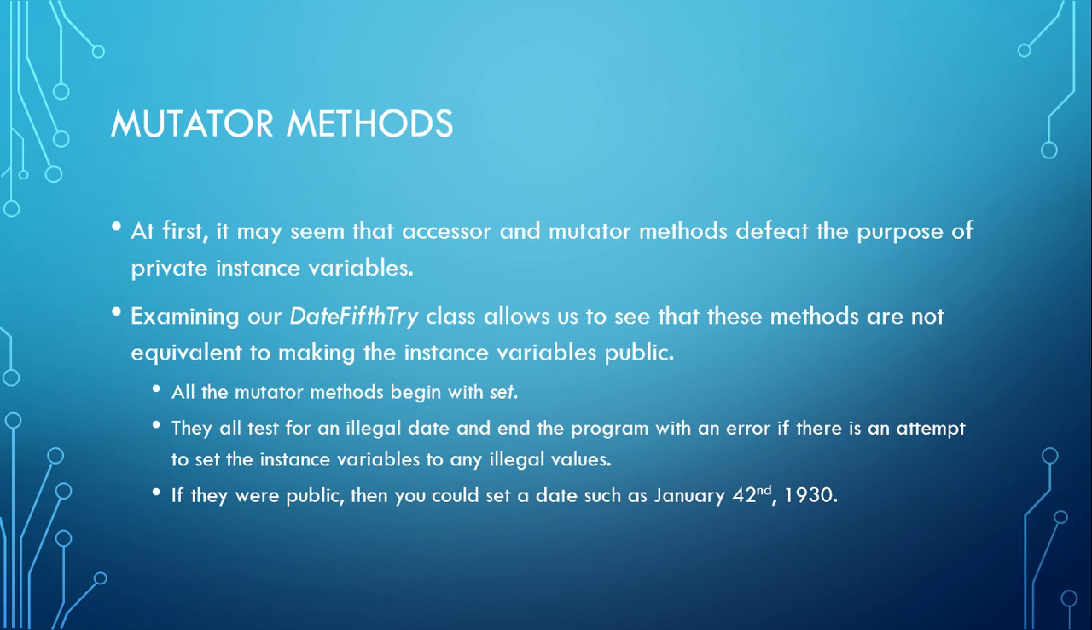We know that all the mutator methods begin with set, and they all test for an illegal date, and they end the program if there is an attempt to set the instance variable to any illegal values. If the variables had been public instead of using a mutator method, then you could set a date such as January 42nd, 1930. If you try that January 42nd, 1930 with your mutator method, your program terminates.